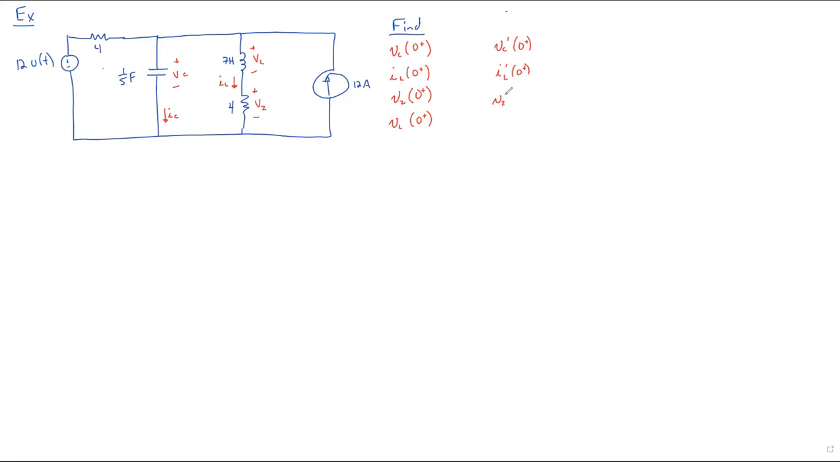Now, if you are solving an actual circuit, you would not be solving for all 8 of these things. If you were asked to find the voltage across the inductor, you would only find these 2, just the voltage across the inductor at time 0 and its prime. I'm going to rewrite that a little bit more clearly there. Similarly, if you were asked to find the voltage across the 4 ohm resistor, the only ones that you would find would be these 2.